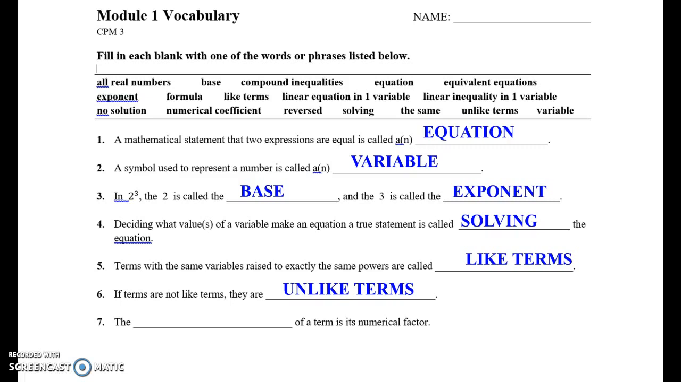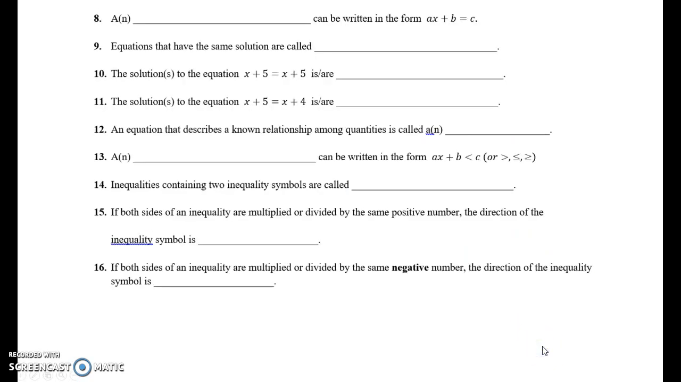Number 7, the blank of a term is its numerical factor. That is called the numerical coefficient. Usually we just call it the coefficient, but it is a number. If there's no number there in front of your variable, then it's the invisible number 1. Number 8, a blank can be written in the form of ax plus b equals c. That's a linear equation in one variable. A, b, and c are all going to be numbers, so the only variable you have is x.